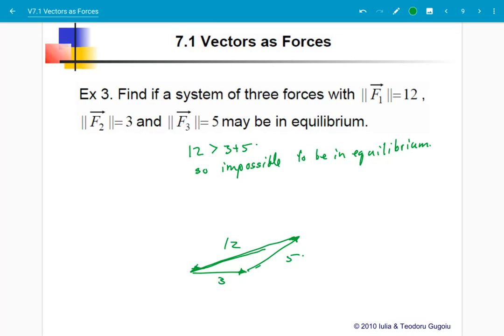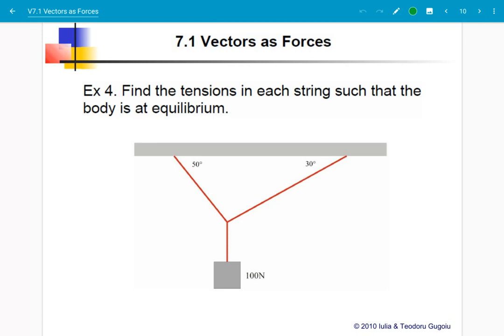Now, if the forces could be an equilibrium, then we'd have to check to see if they're coplanar, but in this case, we don't have to go that far. That's example 3. Example 4.